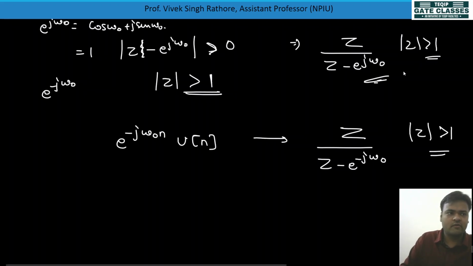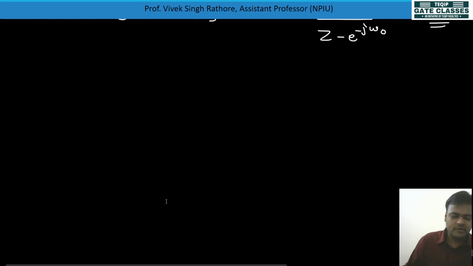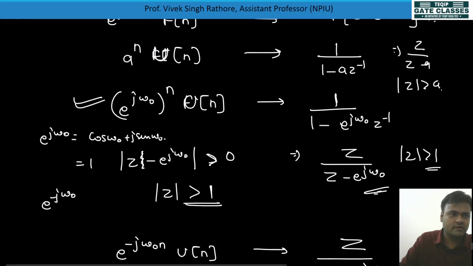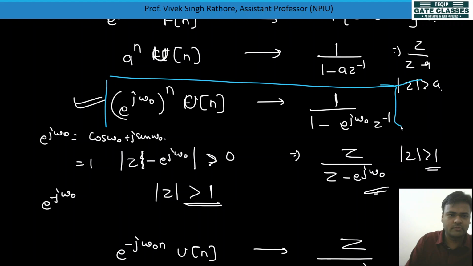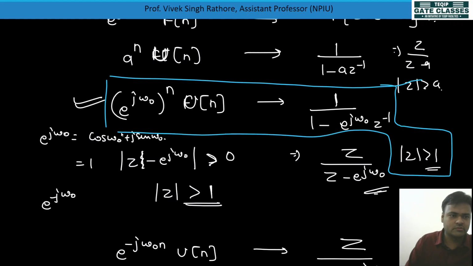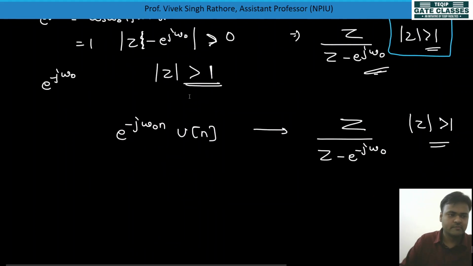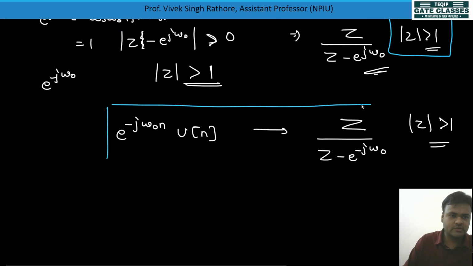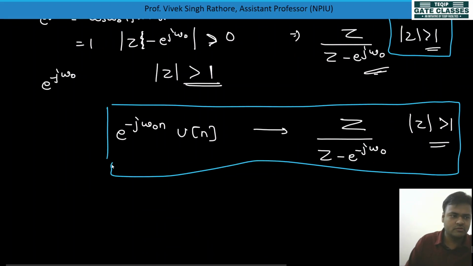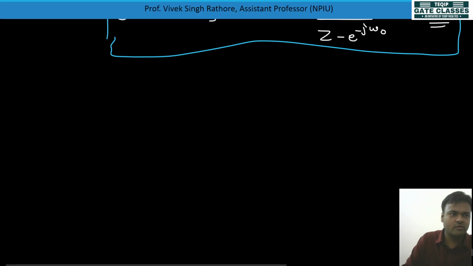So the ROC for e to the power j omega 0 n u of n you have seen, and for e to the power minus j omega 0 n u of n you have seen. Now see, if we multiply these two, I'll highlight this point. This is worth being remembered. Okay, so this portion, and here we can say e to the power minus j omega 0, and this one is also worth remembering.